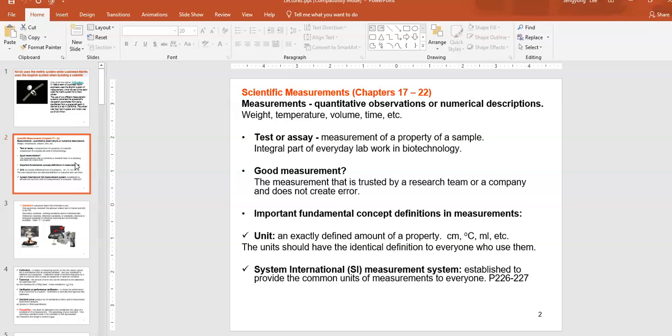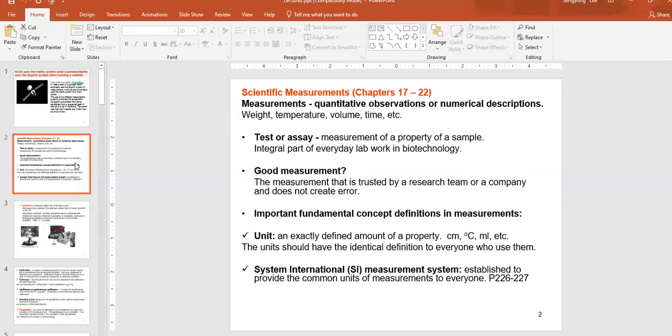Number one, when you measure something, you have to use a kind of unit. Okay, if you're measuring the length of a certain thing, you may be using the metric system in centimeter or meter units. Or if you're measuring a temperature, you may be measuring in a scientific unit, degrees Celsius. If it's a volumetric measurement, you may be using liter or milliliter. So those are all important units that you will be using in your measurements.